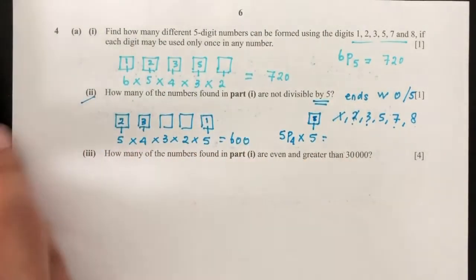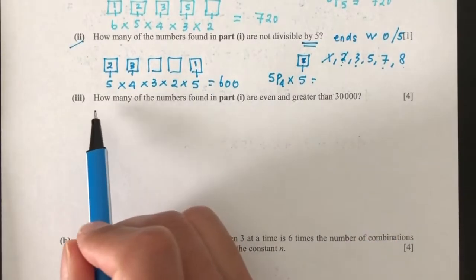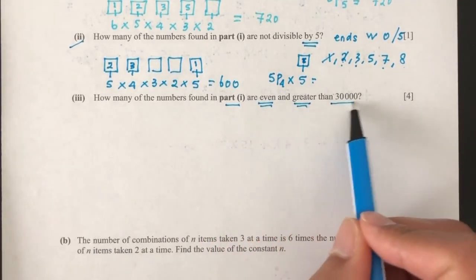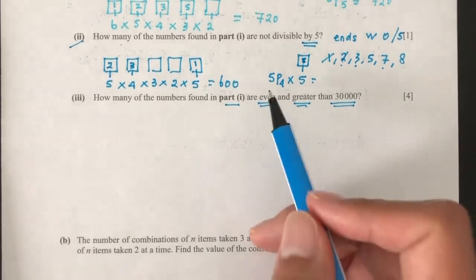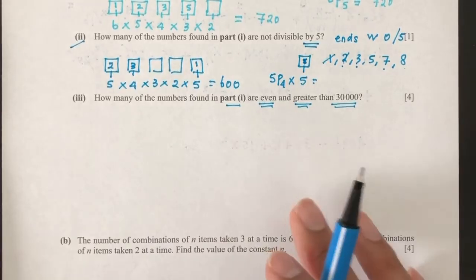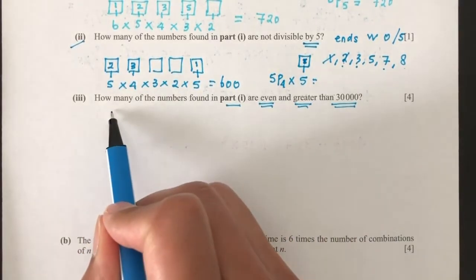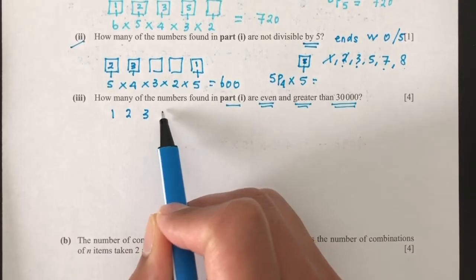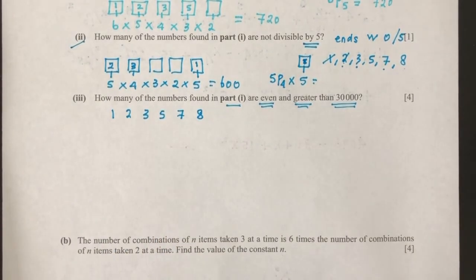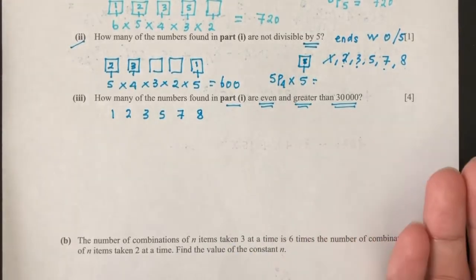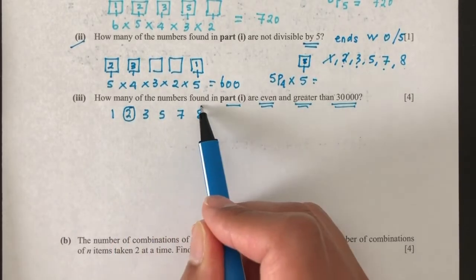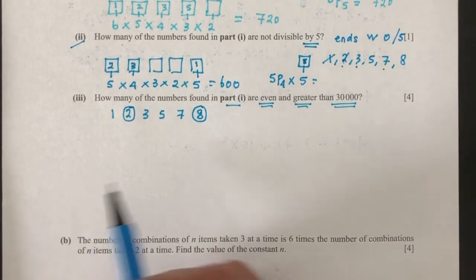Same answer. Now for part 2, it says how many numbers found in part 1 are even and greater than 30,000. So here we have 2 conditions: even and bigger than 30,000. Whenever you have 2 conditions, you have to do one by one. So we have the numbers 1, 2, 3, 5, 7, 8. How do you know a number is even? It has to end with an even number. So here in this question, it can end with 2 or it can end with 8 to be an even number. So let's do case by case.